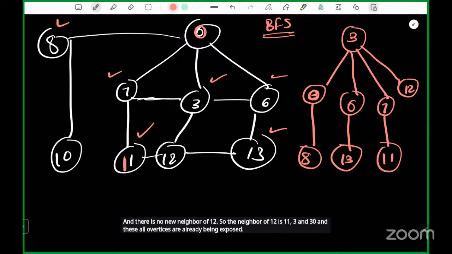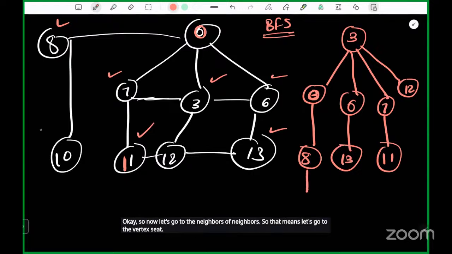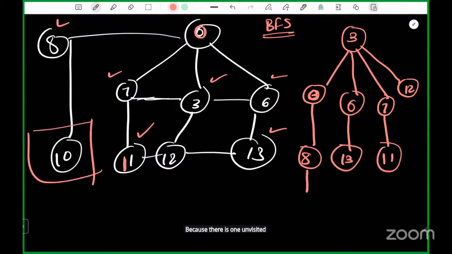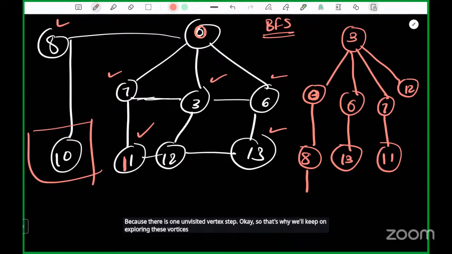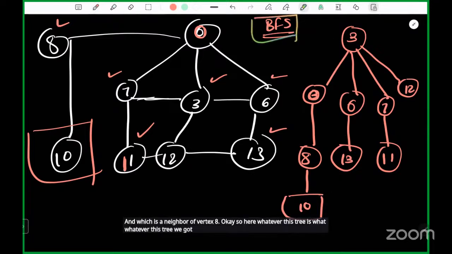Okay, so now let's go to the neighbors of neighbors. That means let's go to vertex 8, because there is still one unvisited vertex. We'll keep on exploring these vertices until we reach a point where we cannot find any new vertex. But here there is one new vertex, vertex number 10, which is a neighbor of vertex 8. Whatever tree we got, this is our BFS tree. Is that fine?